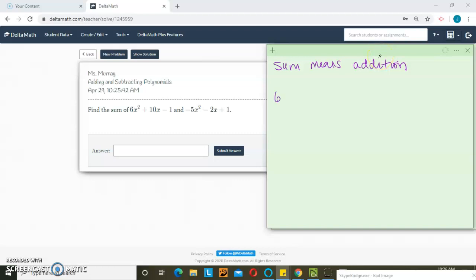Okay, so I want to do 6x squared plus 10x minus 1. We're taking that polynomial and adding it to negative 5x squared minus 2x plus 1. Because if I distribute a positive 1 through, it's not going to change anything. I can take my parentheses off. They're kind of just like decorations.